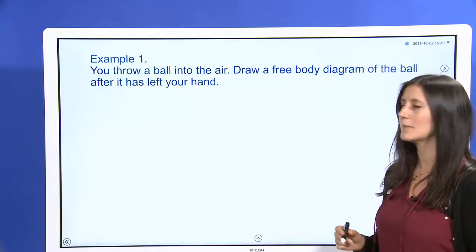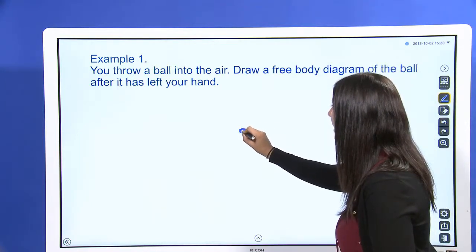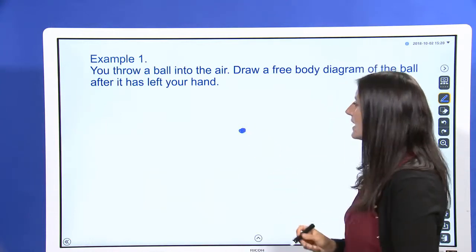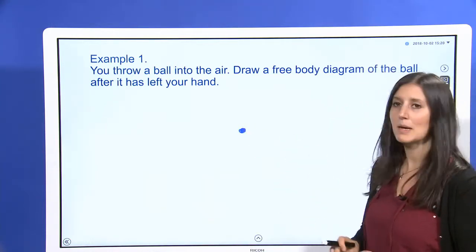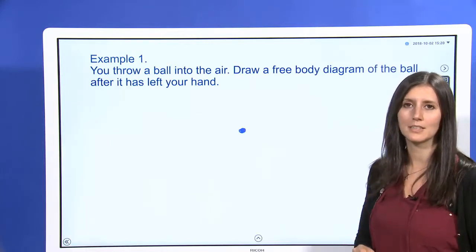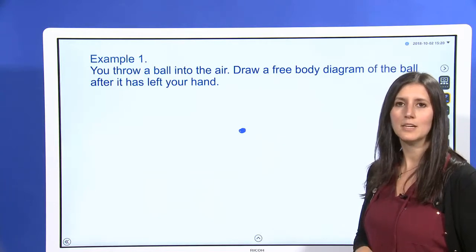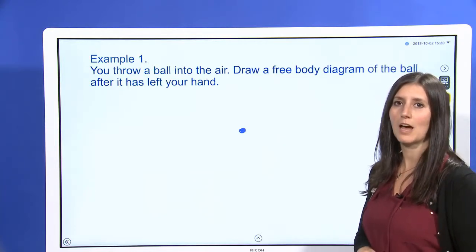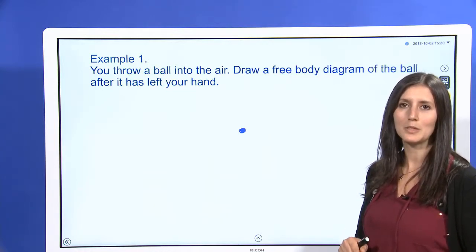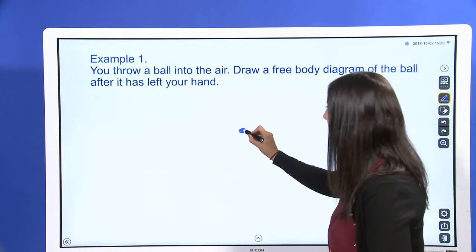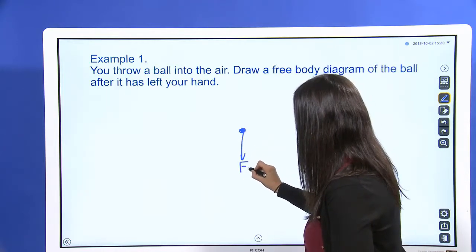Okay, so we're going to begin by first drawing the ball. Every object we're going to represent as a dot, no matter what the object is. So this dot is my ball. Now, what forces are acting on the ball? So let's go through all the forces that we discussed already. The first force is the force of gravity. There will always be a force of gravity, and it always points straight down. So let's put that one in. This is my force of gravity right here.